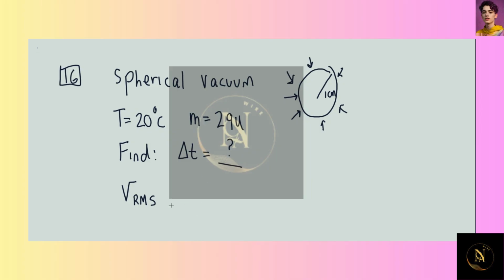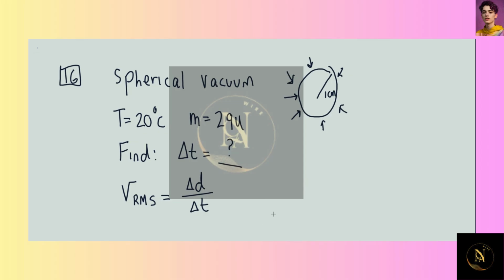So our starting point is we can assume, on average, the velocity of these air molecules is the root mean square velocity. If we want these air molecules to cross this 1 centimeter distance of the vacuum, the velocity can be expressed as delta D over delta T, where delta T is the time it takes for them to rush in and delta D is the distance.